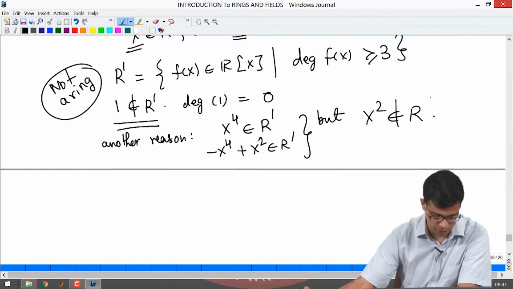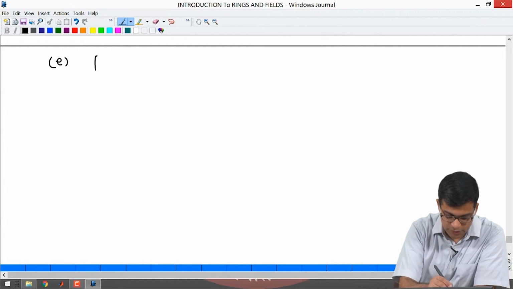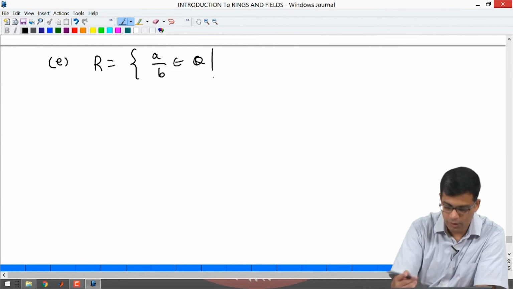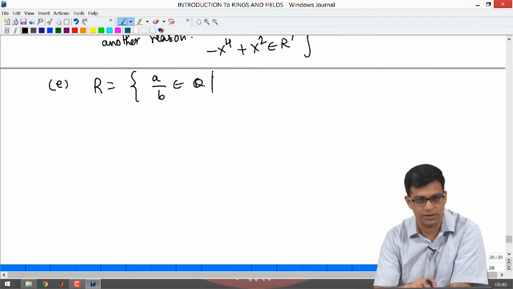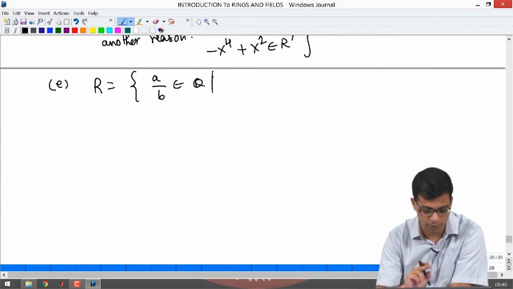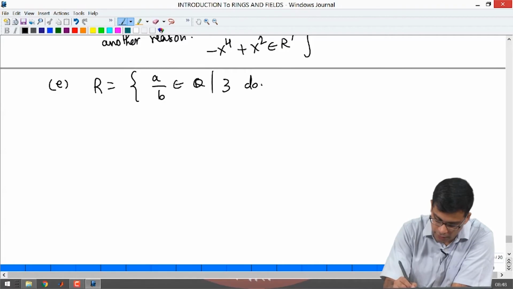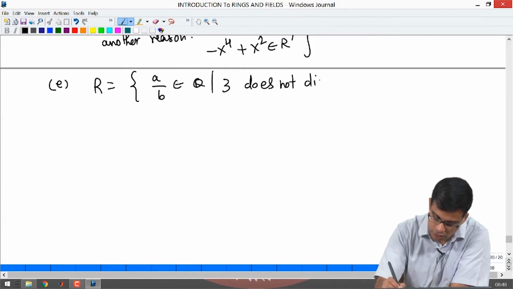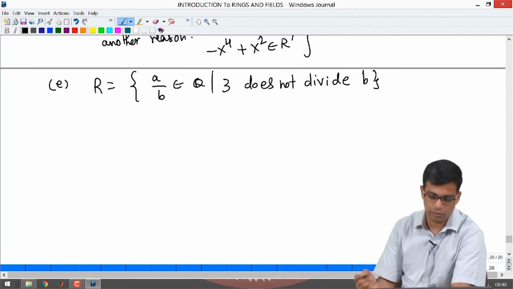Okay, let us look at 2 more examples. So, let us look at the subset R consisting of rational numbers a by b, where a and b are integers and a by b is in Q. So, I am already implicitly assuming that a and b have no common factors. Whenever you write an element of rational numbers, you cancel all common factors. The condition is 3 does not divide b. This is the definition of R.